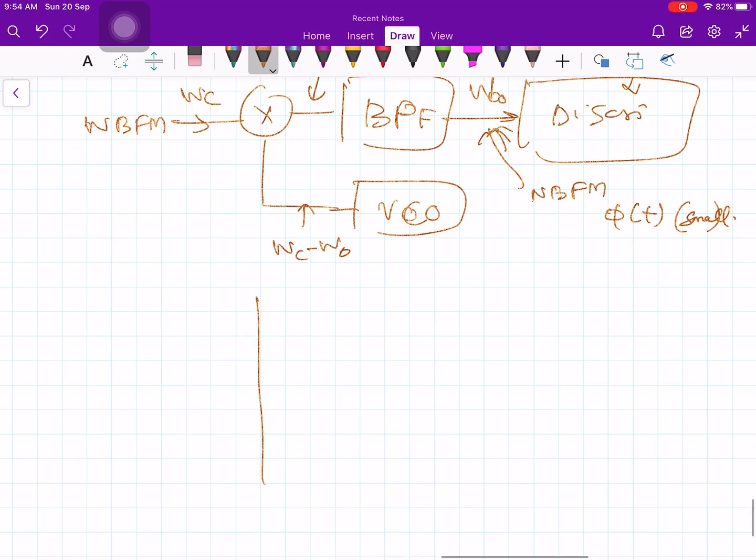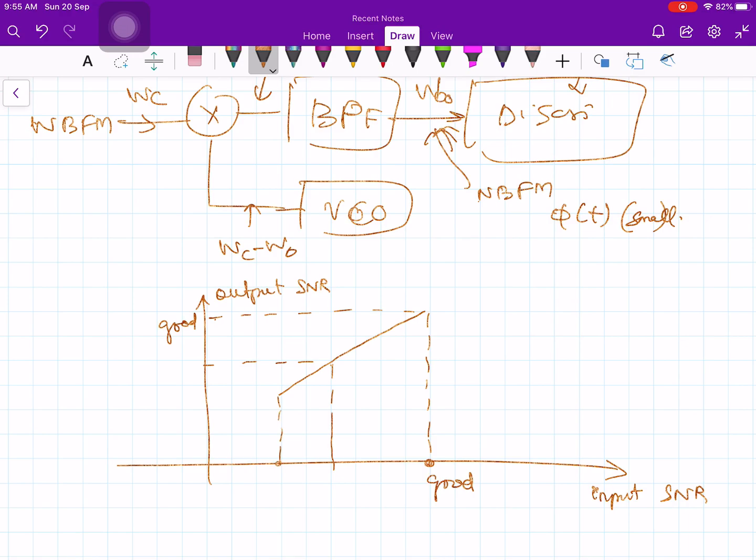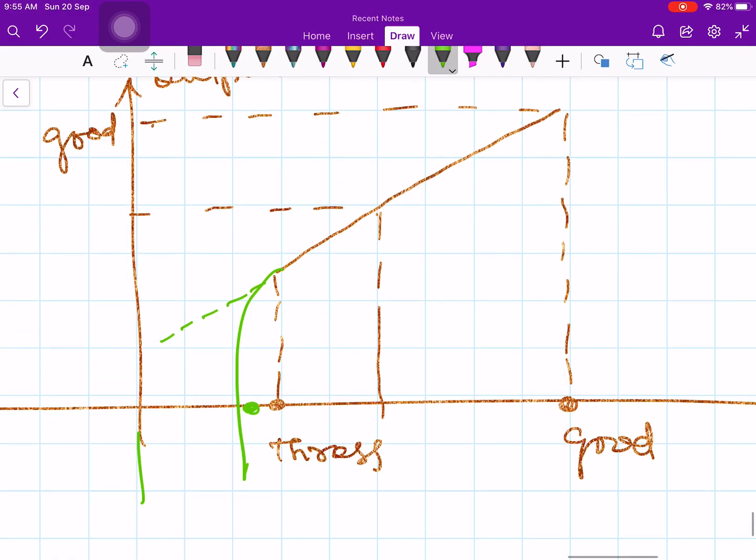Let me draw the figure. This is my input SNR, and this is my output SNR, my FM system. Now what happens, there is a linear relation like this. If the input SNR is good, my output SNR also is good. Now again it comes here and this also is good. But the moment it reaches, let's say this point is threshold point, then what happens, instead of reducing like this, it comes down like that. See, for this value your output SNR goes down negative, so the system breaks down.